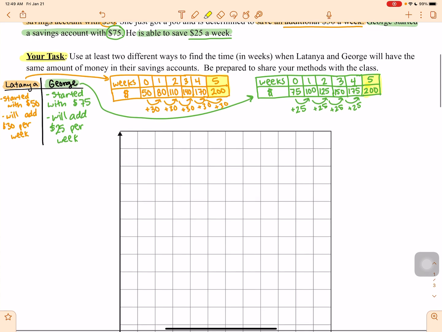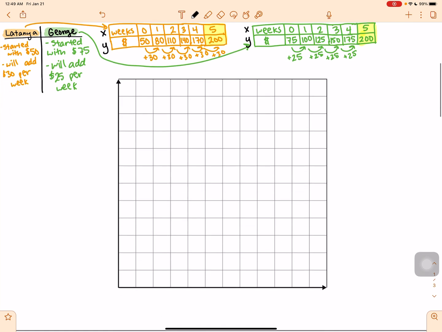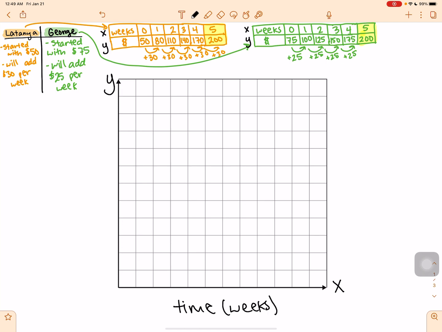Okay, so this was an XY table, if you guys didn't notice. So the weeks are the X values, and the money, or how much money is in the savings, is the Y. So on our graph down here, you guys could label that. So this is the Y-axis, this is the X, this is the time in weeks, and this is the money in savings account.